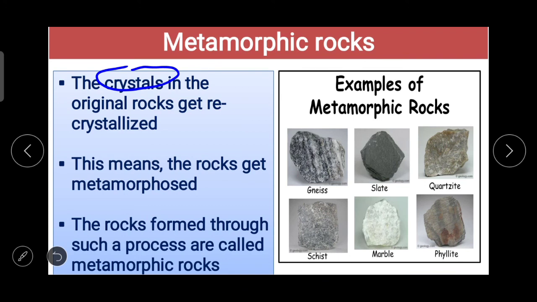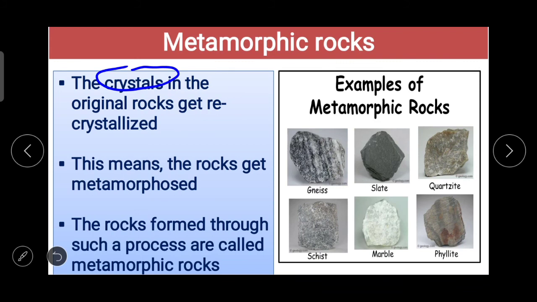Again, I am repeating, metamorphic rocks. What exactly happens? Because of the volcanic activity, it leads to changes in the nature as well as the chemical composition of the original rock. And what happens from that? The crystals in the original rocks get recrystallized, which means the rocks get metamorphosed.